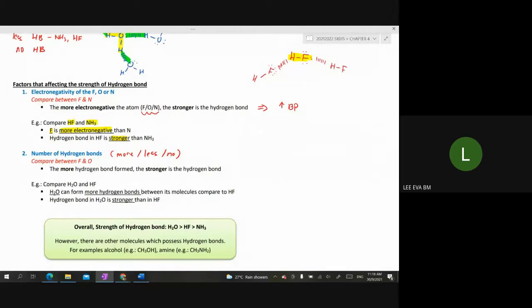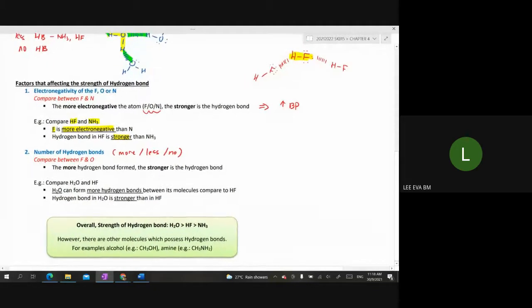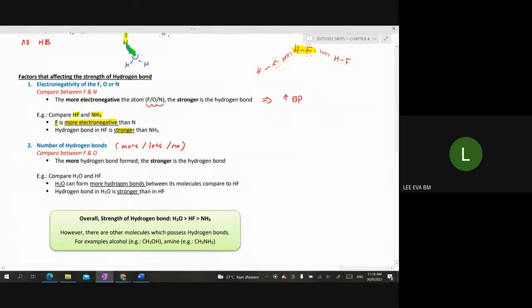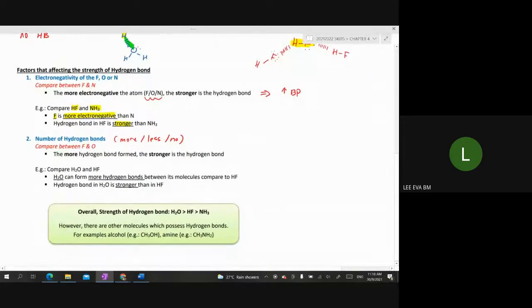Okay. Is that good for electronegativity? Yes. Okay. So we go to the number of hydrogen bonds.